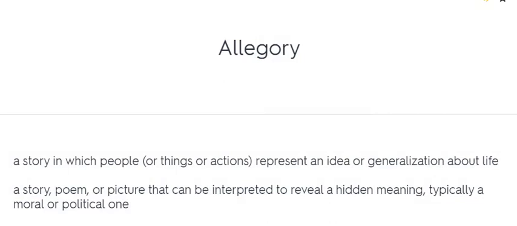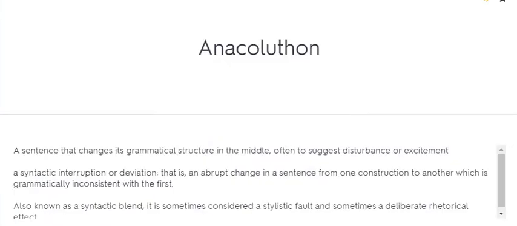Allegory. A story in which people represent an idea or generalization about life. A story, poem, or picture that can be interpreted to reveal a hidden meaning, typically a moral or political one. Anacoluthon.